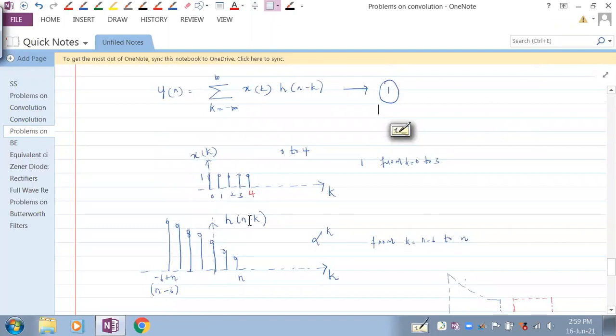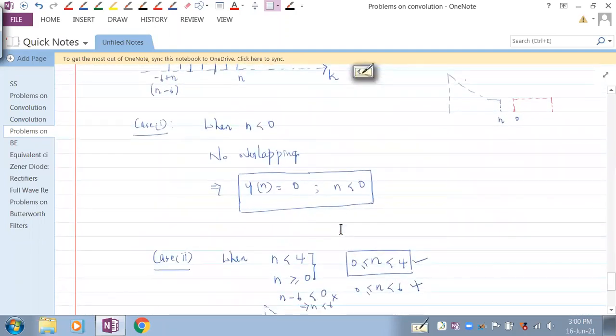And what is h of n minus k? It is alpha to the power n minus k. So this is n minus k, not alpha power n. This is alpha to the power n minus k. Everybody understand that point? Okay, so let's write that now.